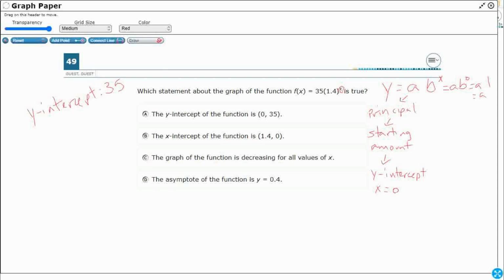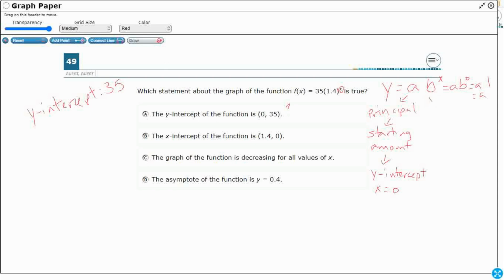And so take a look at A right here. The y-intercept of the function is (0, 35). Now, remember, x is 0, so that y-intercept actually is the y-coordinate. Yeah, that's looking pretty good. So I'm thinking A looks pretty good, but we just talked about the a term. Let's talk about the b term and then look at B, C, and D as our answer selections.